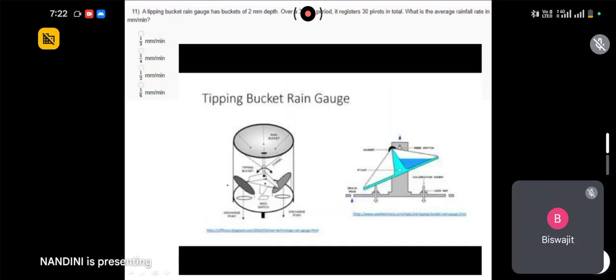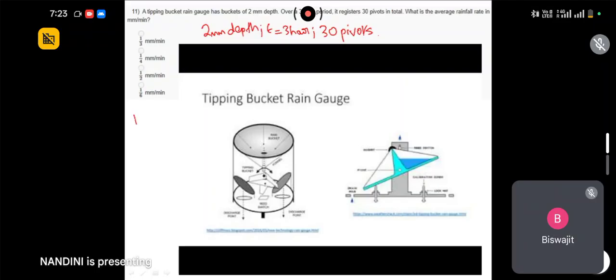So here the question is given as: a tipping bucket rain gauge has buckets of 2 millimeter depth. So once the bucket fills up to 2 millimeter, it will tip. Over a 3 hour period, it registers 30 tips in total. So 30 times the bucket tipped and the water drained. What will be the average rainfall rate in millimeter per minute? That is the question.